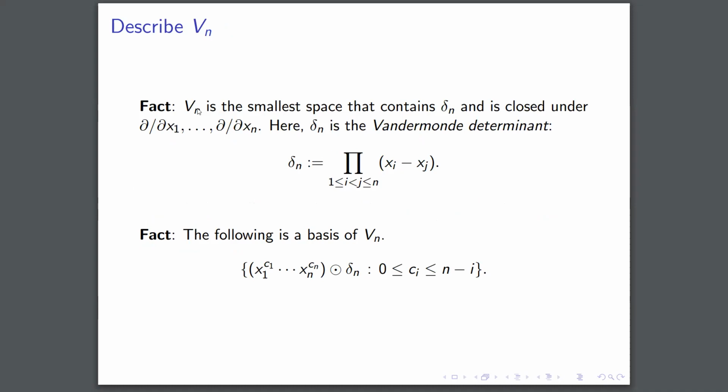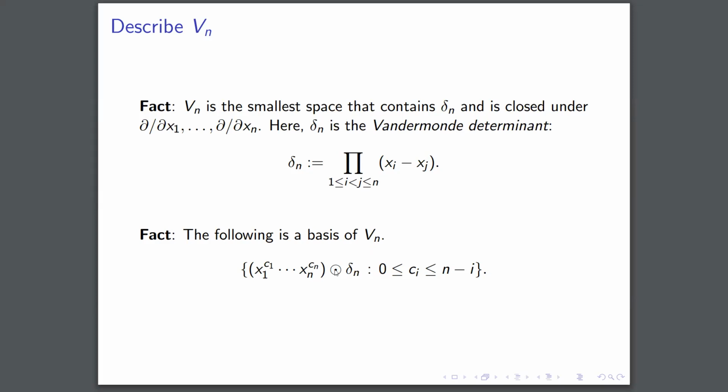We can view Vn as a qxn module, where the action is by that circle dot. From this perspective, we can say Vn as a qxn module is generated by the Vandermonde determinant. We have another result about this Vn.